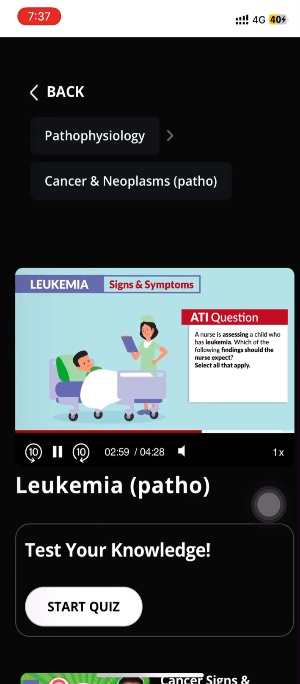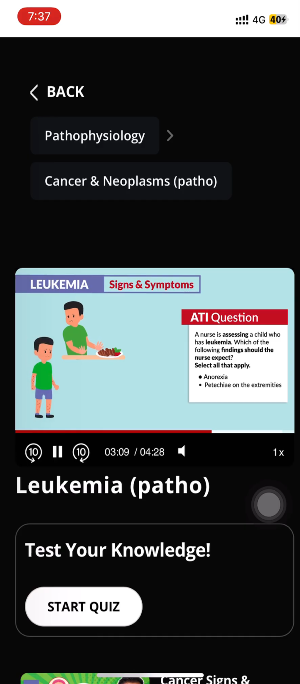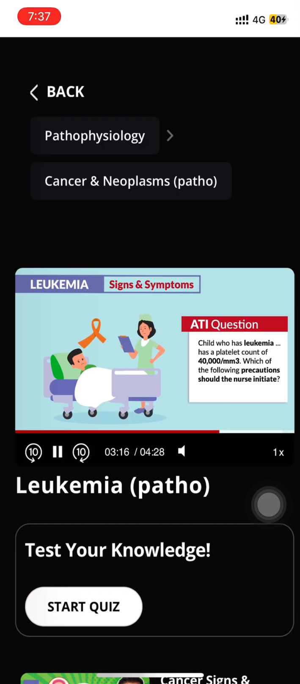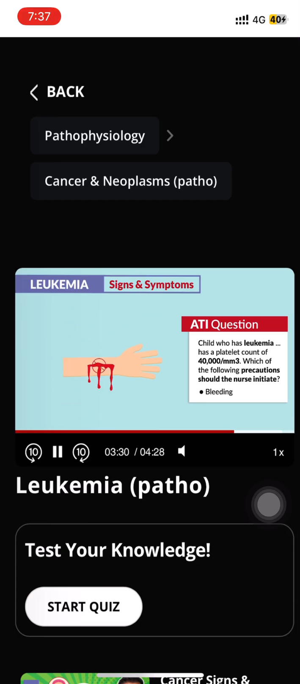Now, a second question, a nurse is assessing a child who has leukemia. Which of the following findings should the nurse expect? Select all that apply. So we have anorexia, petechiae on the extremities, and even an unsteady gait. And the third question, a child who has leukemia has a platelet count of 40,000. Oh man. Remember, anything less than 50 gets very risky. Which of the following precautions should the nurse initiate? Bleeding. So remember, anything less than 50 is very risky.